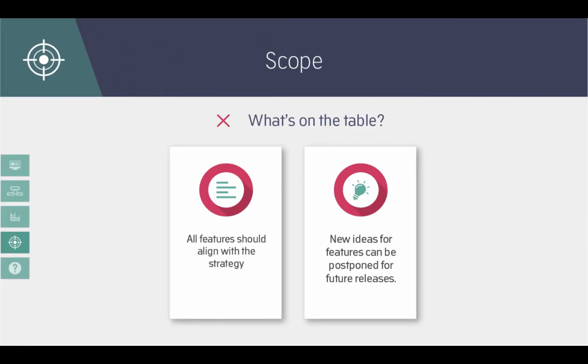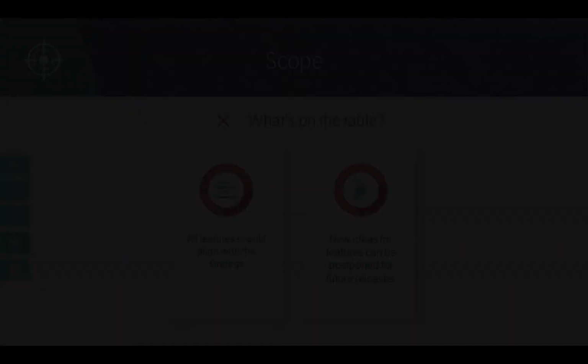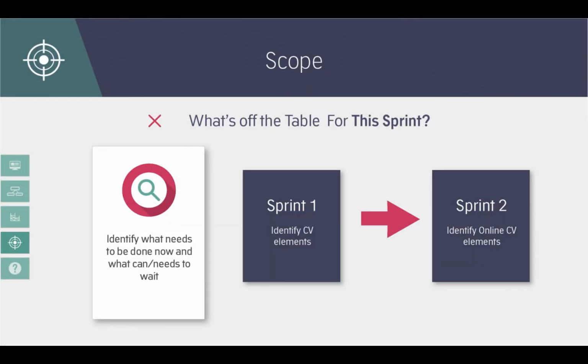All features should align with the strategy. So the trade-offs determined in that two-dimensional graph should always be kept in mind when determining the features. They must align themselves to the user needs and the business goals. Now, new ideas for features can be postponed for future releases. So identify what needs to be done now and what can wait.